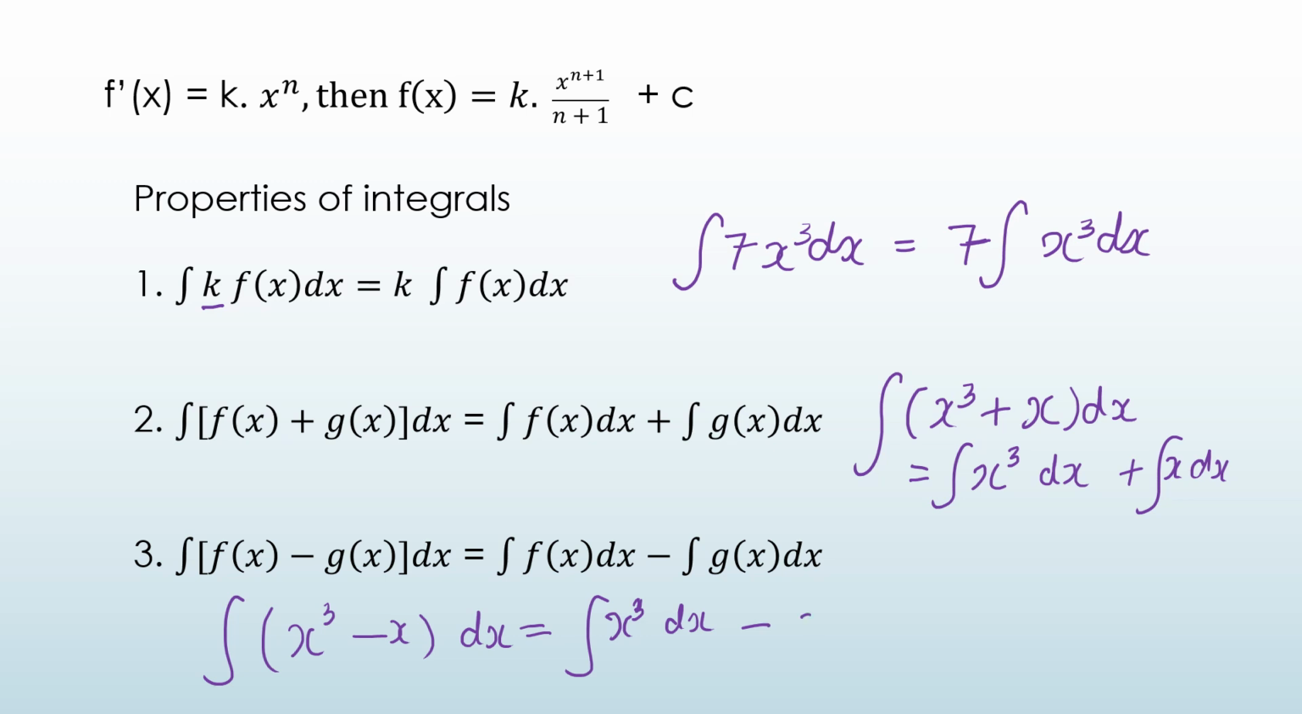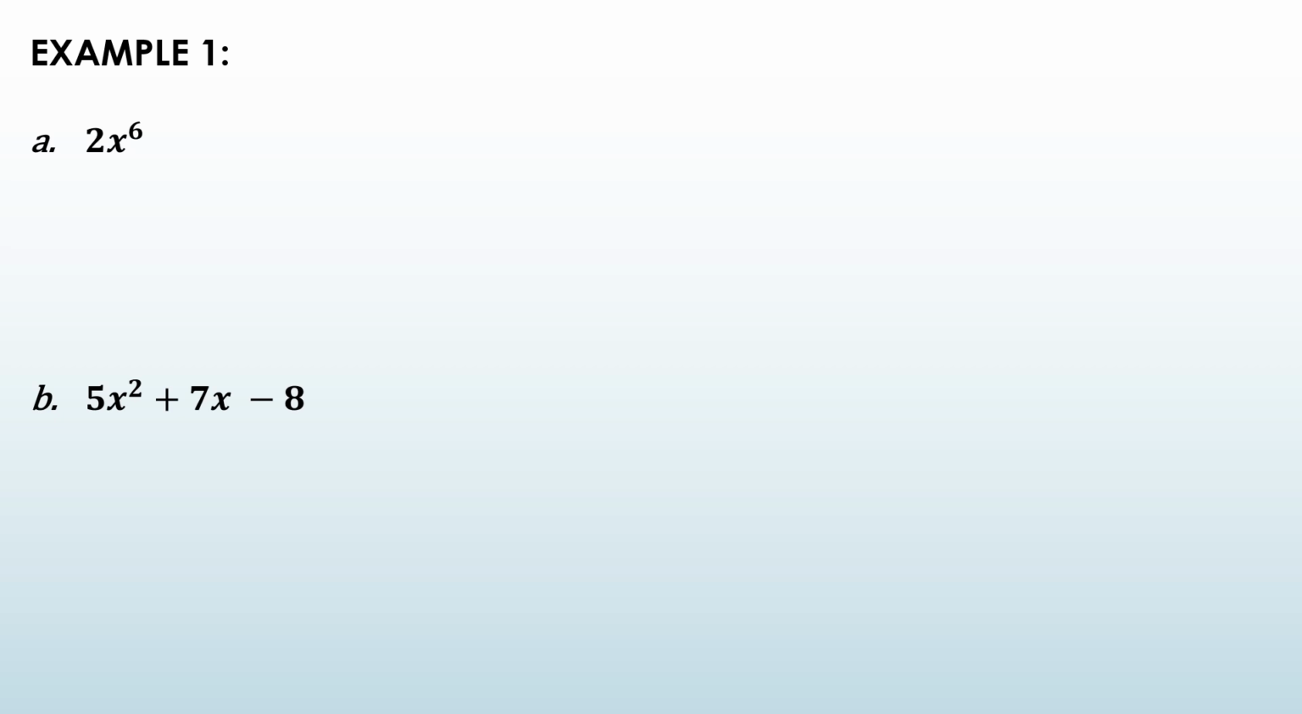So that's what these properties are. In our examples, we are going to look at some of these properties. In our first example, a very basic example, we need to integrate 2 times x to the power 6 dx. Now, based on our first property, the 2, which is the constant, can be placed outside.